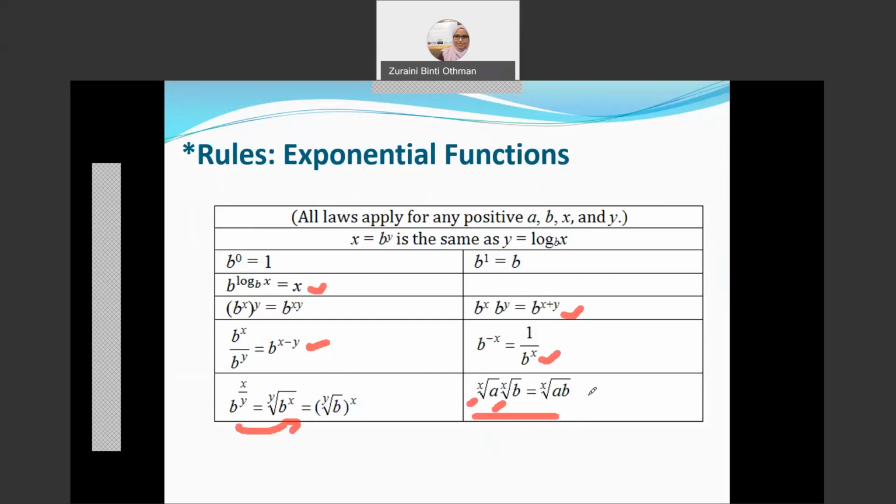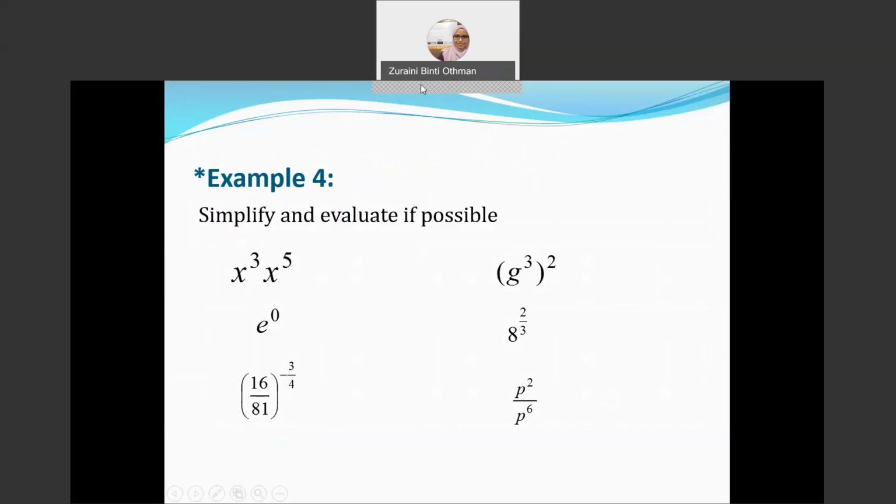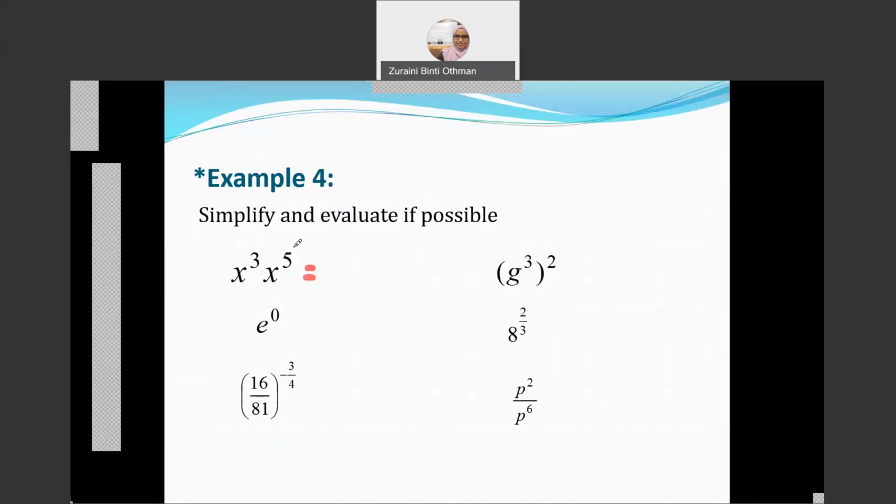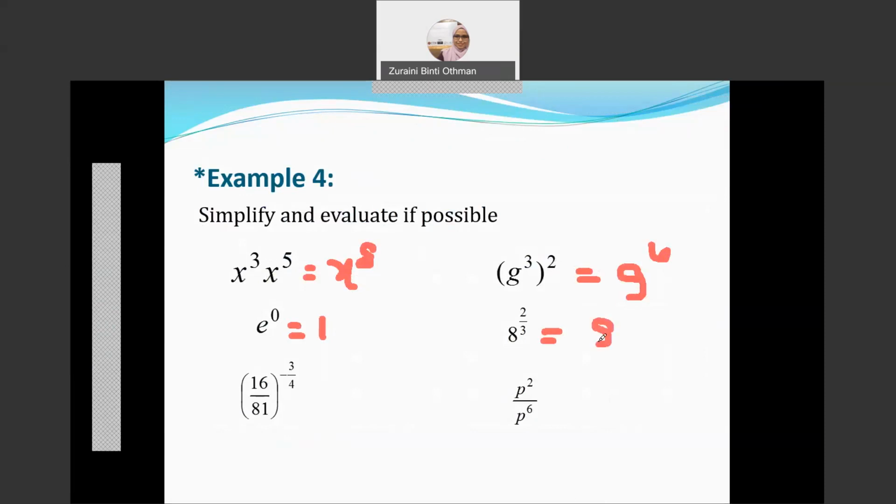Now for this example, if you want to answer this, x power of 3, 5, referring to the previous rule, this is x power 3 plus 5, which is 8. And this one will get g power of 3 power 6, which is 3 times 2. And every number with power zero will get 1, and this one is 8 power 2, by referring to the previous rule, and root 3, and we'll get this is equal to 4. And here is p power of 2 minus 4, which is negative 4. When it is negative 4, what is it? 1 over p power 4.